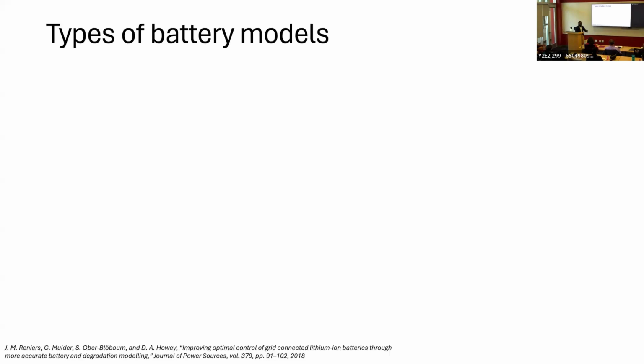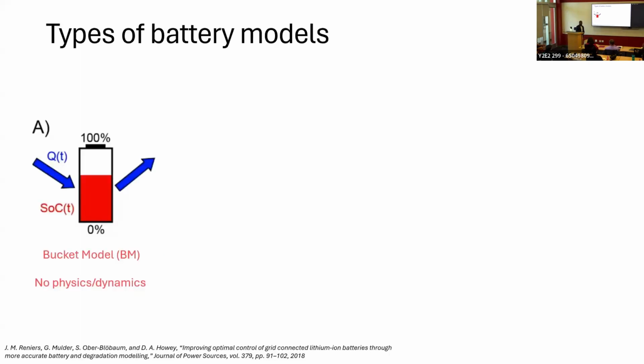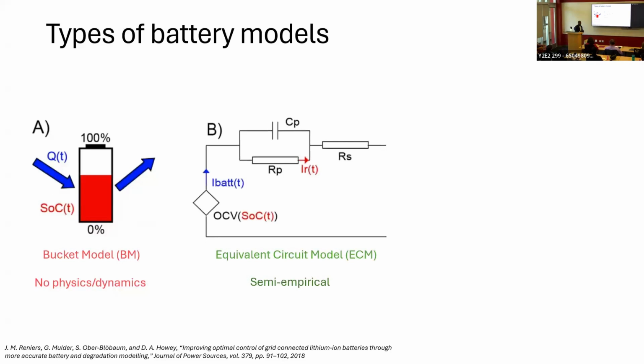Now, I'll introduce some types of battery models first. The first type of battery model we'll talk about is the bucket model. It's a simple model. It just treats the battery as a container of energy, and doesn't capture any physics. The second model is an equivalent circuit model. It's a semi-empirical model that uses data to try to fit physical phenomena that actually exist in the battery.